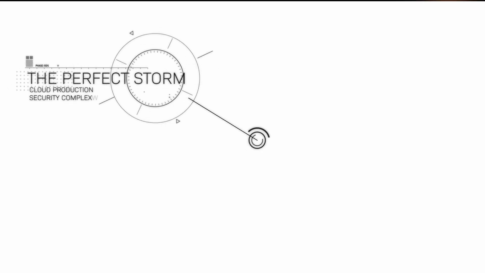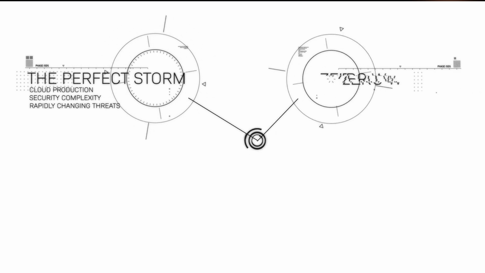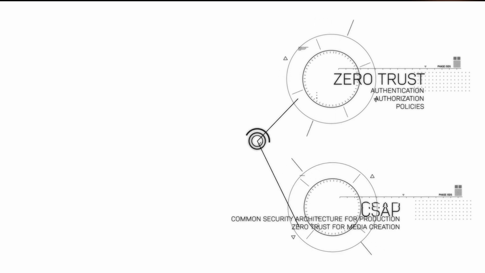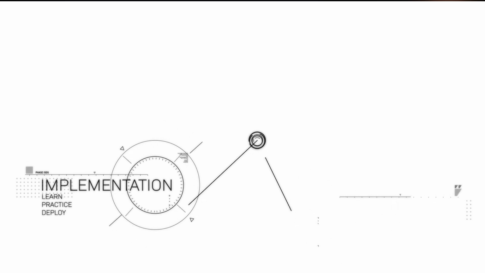That wraps up our series on production security and Zero Trust. So let's quickly recap the 6 episodes. We started out by discussing why Zero Trust is the security architecture of choice for media production in today's production environments. After that, we talked about the core Zero Trust concepts of authentication and authorization. We then looked at applying Zero Trust to a workflow. In the 5th episode, we introduced the common security architecture for production, and in the last episode, we examined the path to implementation.